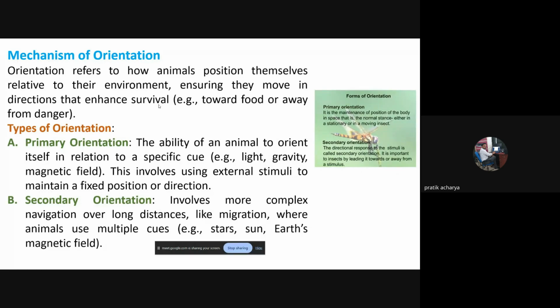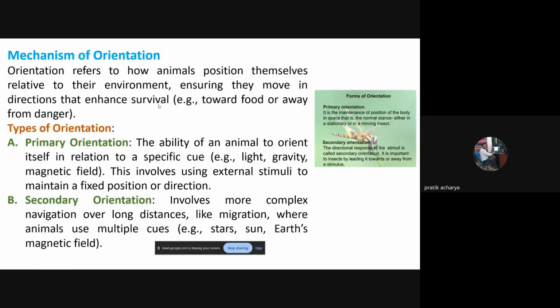These use external stimuli to maintain fixed position or direction. And in secondary orientation, it involves what? More complex navigation over long distance. When organismal migration is far away from the point of nesting, where the organism starts brooding or is surviving, and the migratory part is very far away.